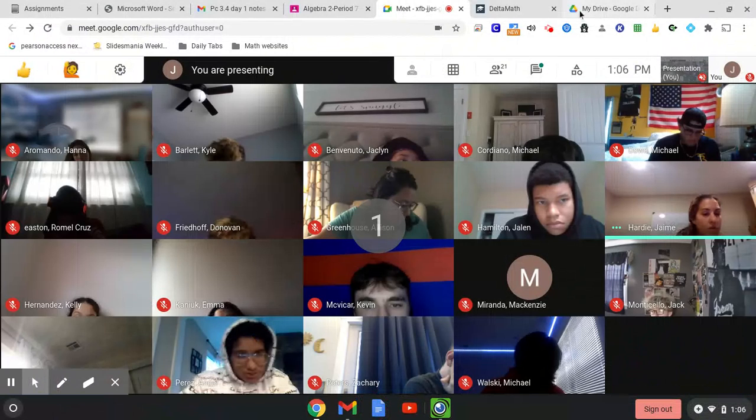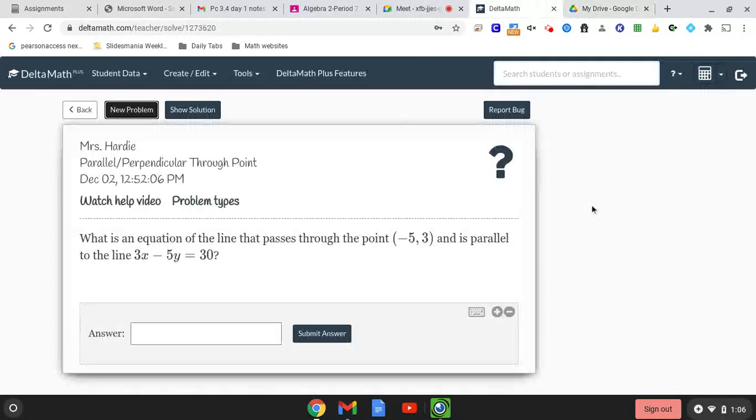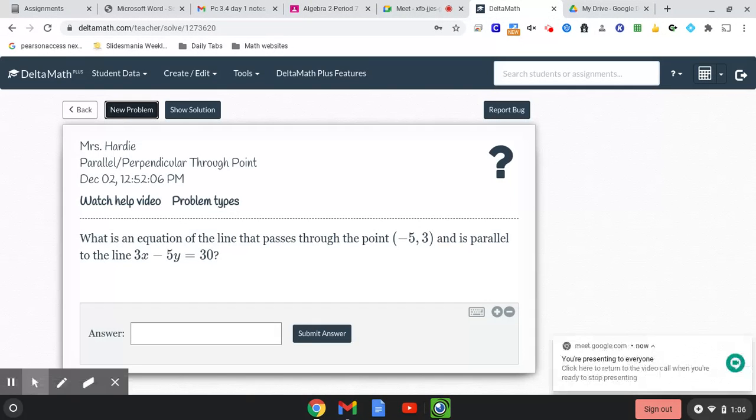Oh no, I did not mean to do that. Okay, here we go. So look at Delta Math. It says, what is an equation of a line that passes through the point (-5, 3) and is parallel to the line 3x minus 5y equals 30? So let me just write this down and we'll do it. We have to go through the point (-5, 3), and we have to be parallel to 3x minus 5y equals 30. Got it.